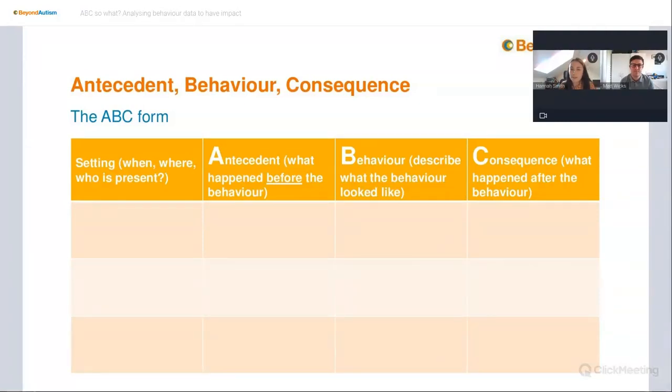So what happened after the behaviour occurred. So again, similarly with the antecedent, just describing anything that happened within the environment after that behaviour. And I think sometimes the word consequence can feel a little bit confusing, and it feels as though there has to be a specific consequence, as it were. But it's literally just anything that happened in the environment after that behaviour occurred.